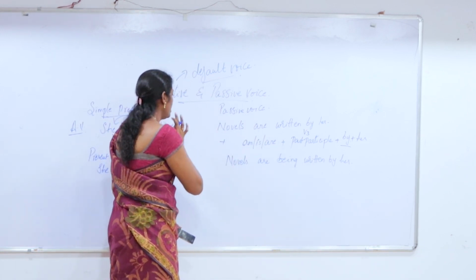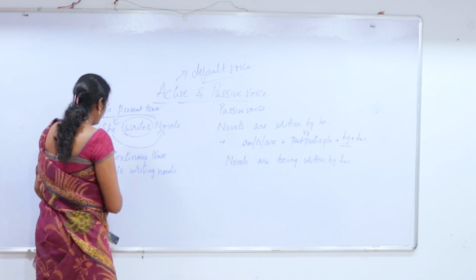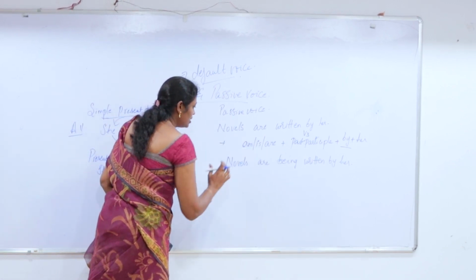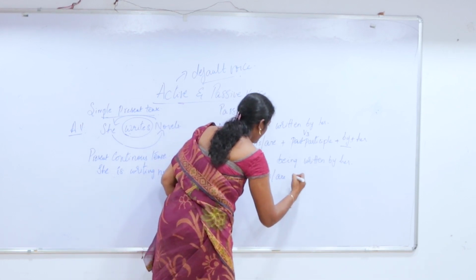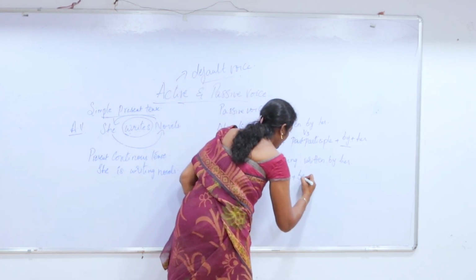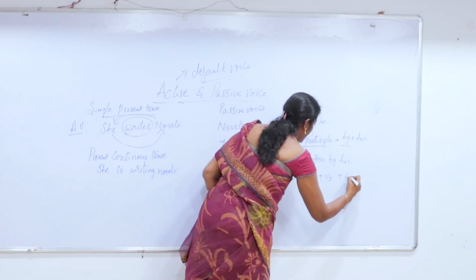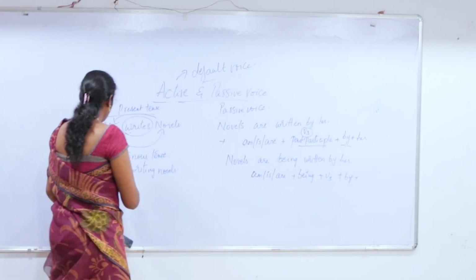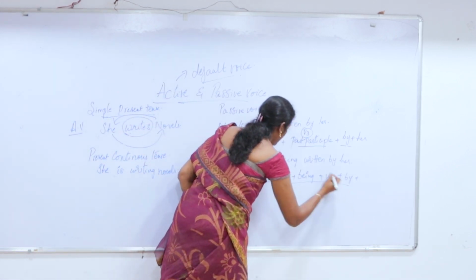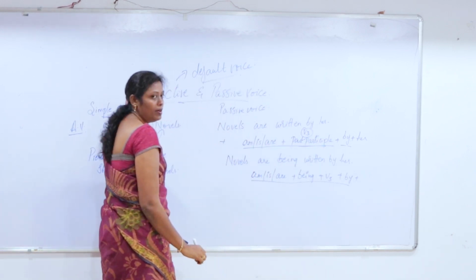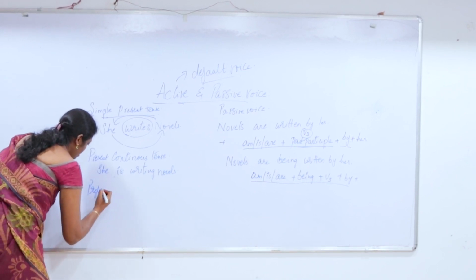When we have taken the simple present tense, what are the verbs we have used? Now when we have taken the present continuous tense, how do we go about it? Simple: am or is or are plus being. We are adding one more thing, that is being plus V3 form, that is past participle, plus by plus her, the same thing. The subject becomes the object and the object becomes the subject. So you have to remember these in order not to make mistakes. Now let's go to the present perfect.